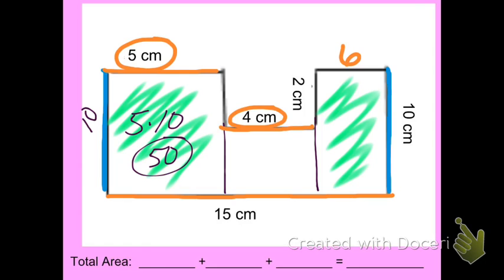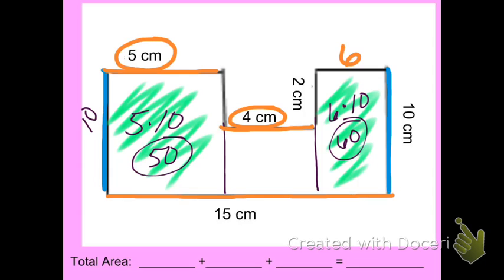15 all the way across. We can write it down here, but same thing. This is 5. This is 4. 5 plus 4 is 9. What's left is 6. Okay? So let's do that. That one's 6 times 10. 6 times 10 is 60. So that's that piece.